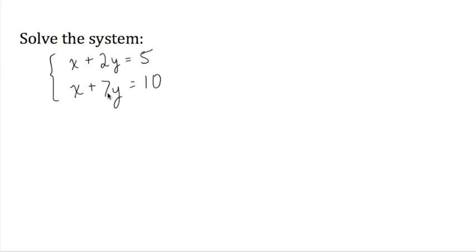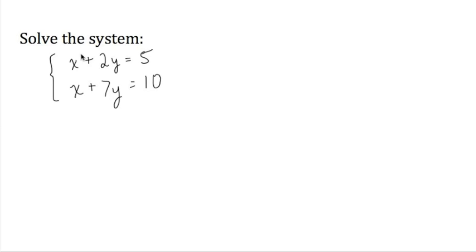So now we're going to have to introduce a new step into this process. We're going to have to adjust one of these equations so that one of the terms does have the opposite of the other, so that when we add them together, that variable will go away. In this system of equations, it's relatively easy to see how to get one term in one equation to be the opposite of the corresponding term.